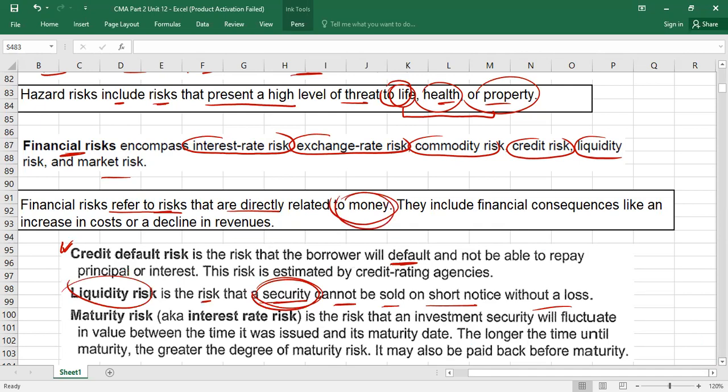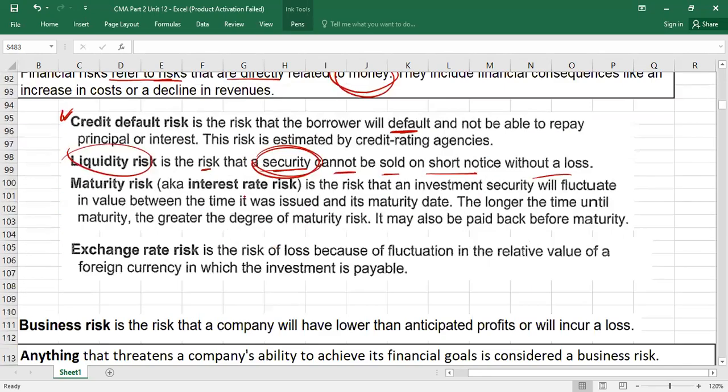Then we have another risk that is called interest rate risk, which is also called maturity risk. Please remember here, what does interest rate risk mean? Actually, interest rate risk means your investment in a security, for example bonds. Let's assume you have purchased a bond of a company. The market value of the bond will fluctuate between the time it was issued and its maturity date. So let me explain what this means.